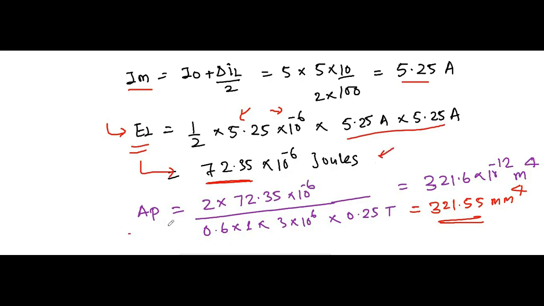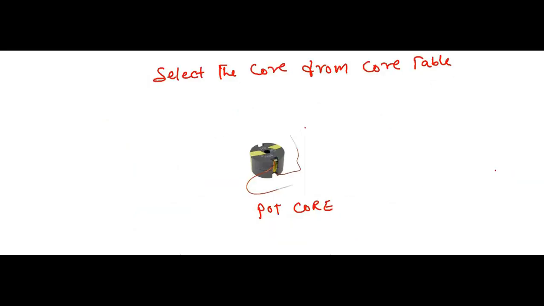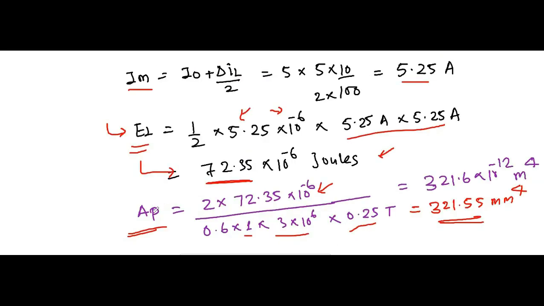Okay, now you have everything. You can calculate the area product. So I got the value of area product is 2 into 72.35, this is the EL, energy stored in inductor, divided by the window utilization factor 0.6 into KC into current density 3 into 10 to the power 6 into the flux density 0.25 Tesla, and if you calculate it, I'm going to get 321.55 mm square.